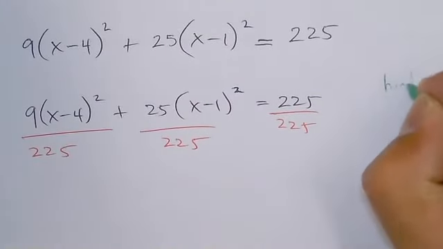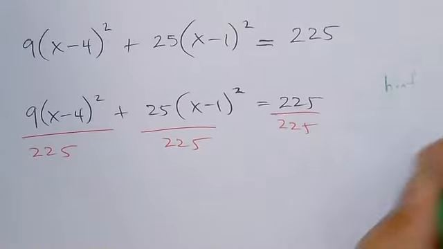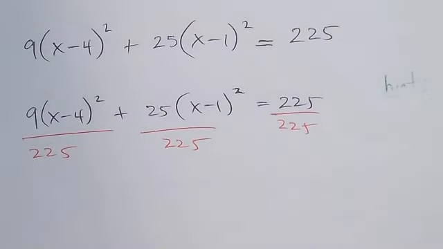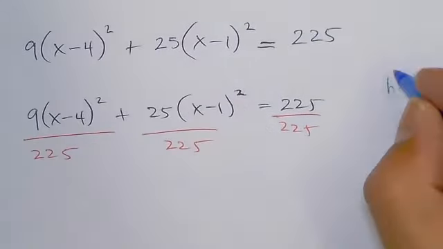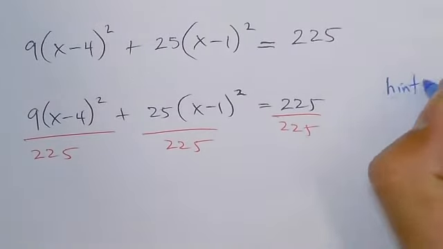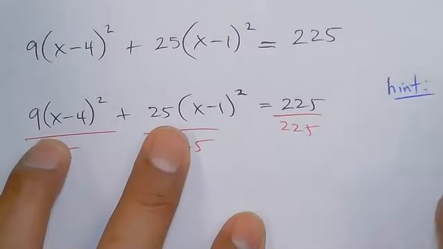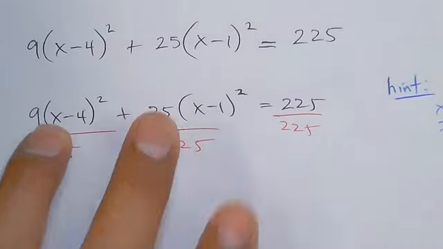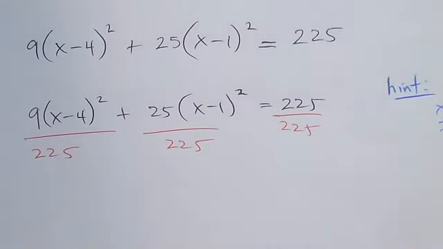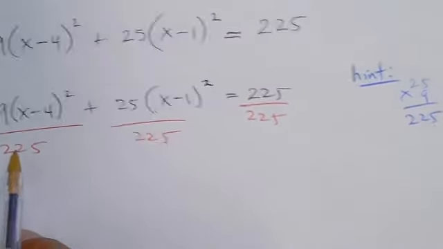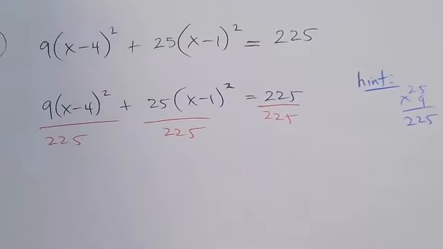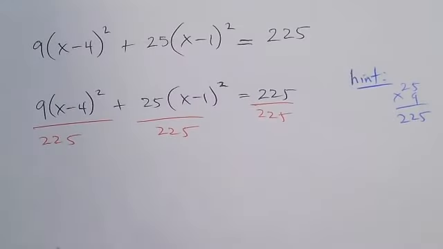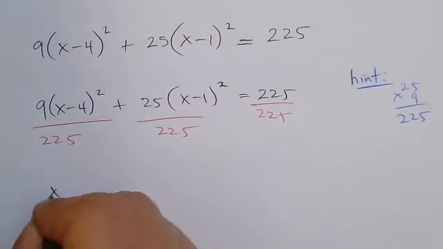Knowing this hint, what was the hint again? Oh, what happened to my green marker? It's out. What's the hint? That 9 times 25 or 25 times 9 is 225. That's going to tell you how to reduce, right? So 9 into 225, what's left?